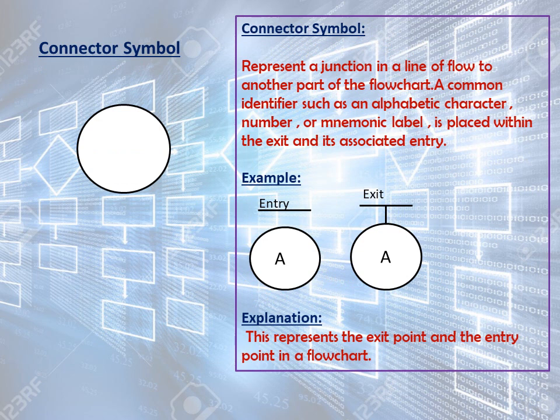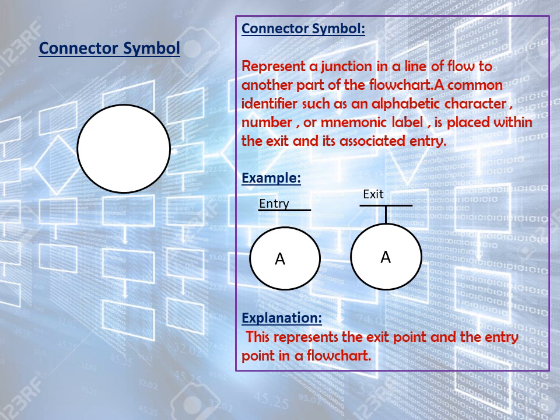It is the circle, the connector symbol. As the name suggests, it will connect. Sometimes the situation arises that your flowchart is not going to fit in one place, and we have to continue in the next. To continue the same flowchart into the next, that line should be connected. In such situations, we are going to use the connector symbol.